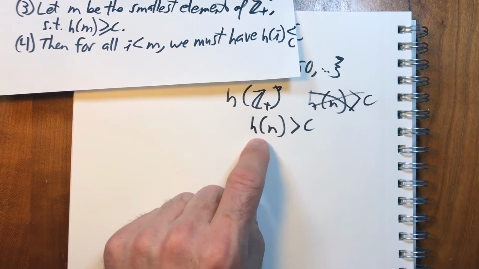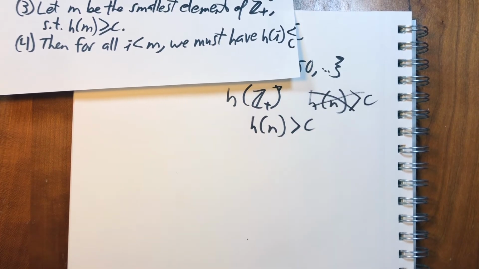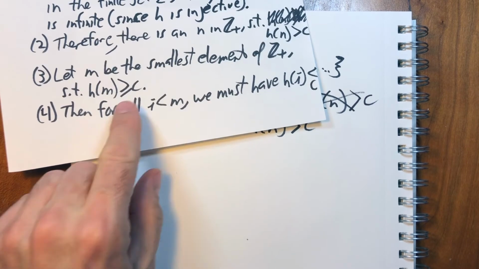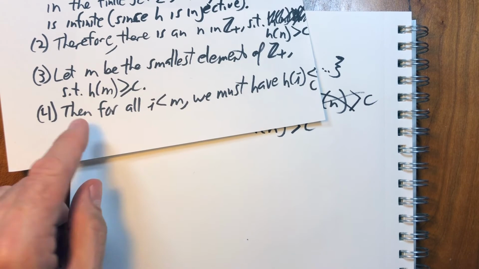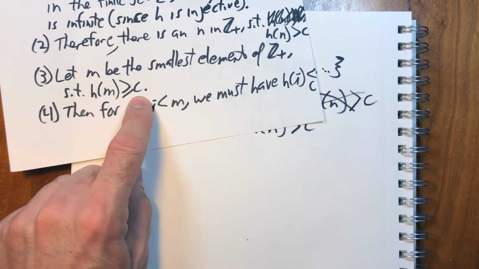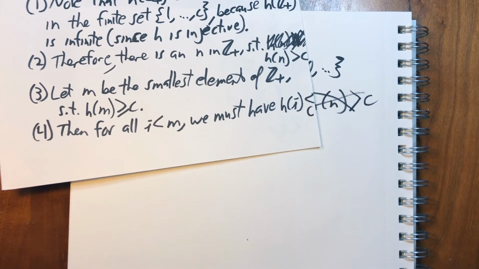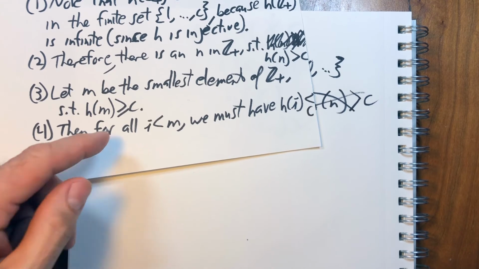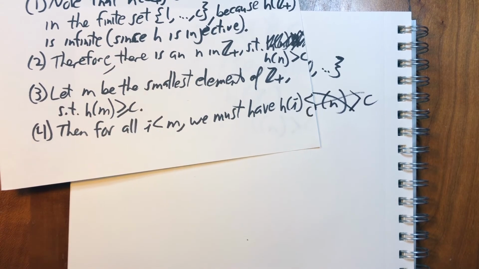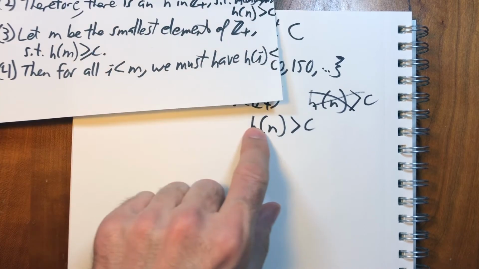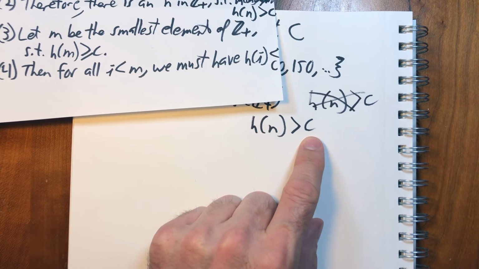But we know that there's an n such that h of n is bigger than c. So, okay, but then how do we get to there being a smallest element such that h of m is bigger than or equal to c? Well, this isn't actually claiming that maybe h of m is equal to c. We don't know. Maybe there is, maybe there isn't. We know that there's an n such that h of n is bigger than c.